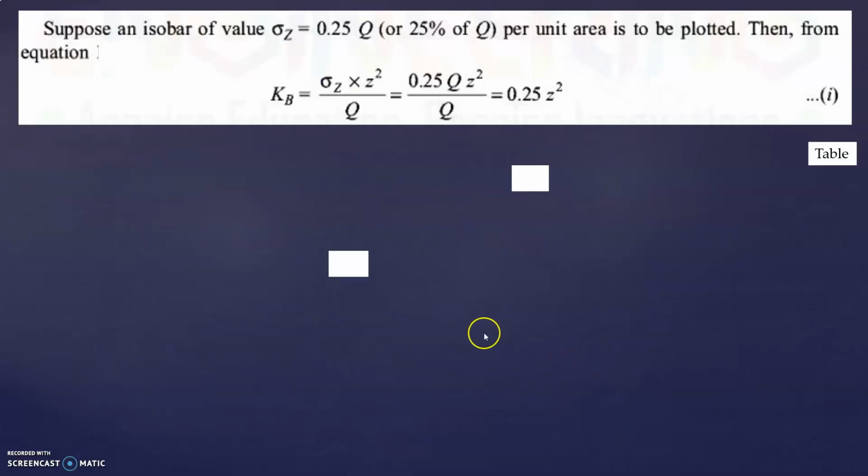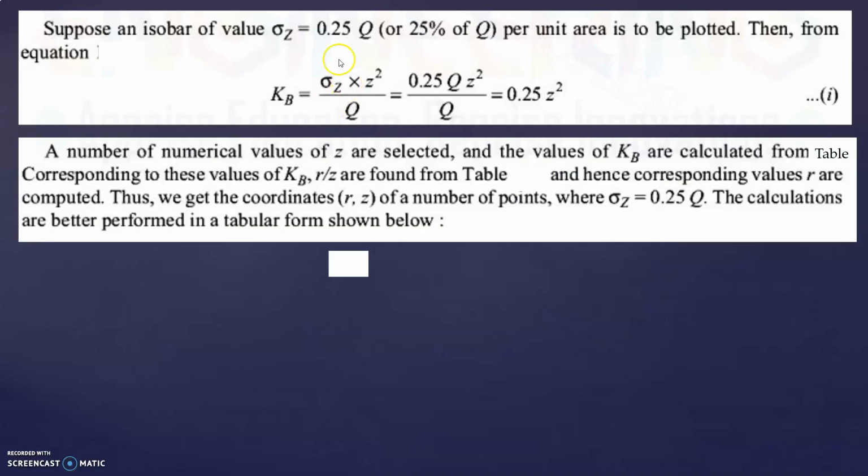Let us consider that an isobar of value sigma z equal to 25% of q, that is 0.25 q per unit area, is to be plotted. Then we have this equation: Kb is equal to sigma z... Actually the equation is sigma z equal to Kb into q divided by z square, but now we write it in terms of Kb, that is Kb equal to sigma z into z square divided by q. Now sigma z is 0.25 q, so substituting, 0.25 q z square divided by q equals 0.25 z square. We'll continue in the next class.